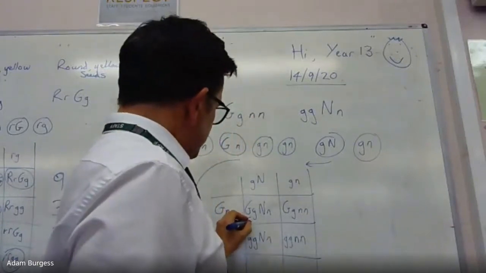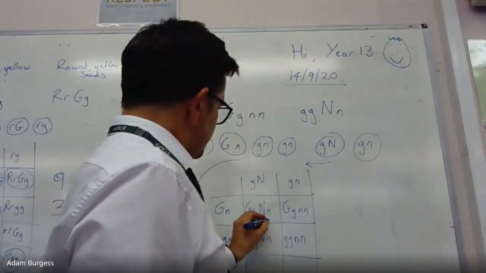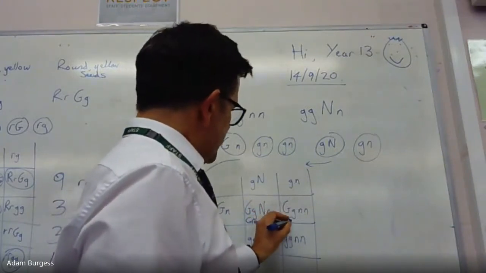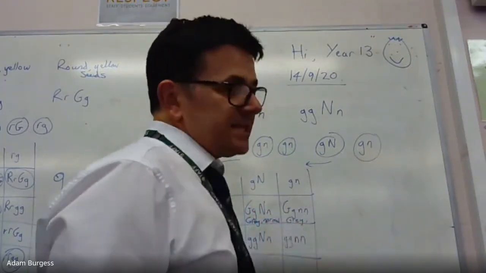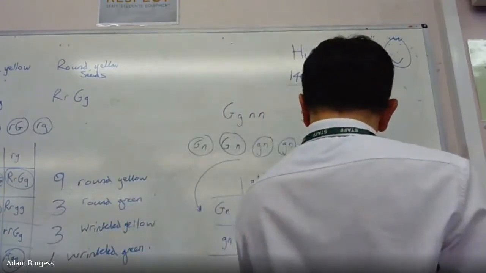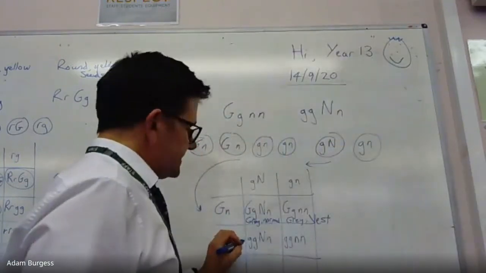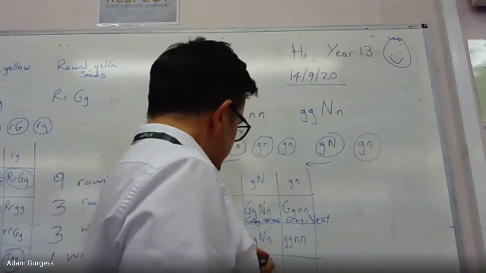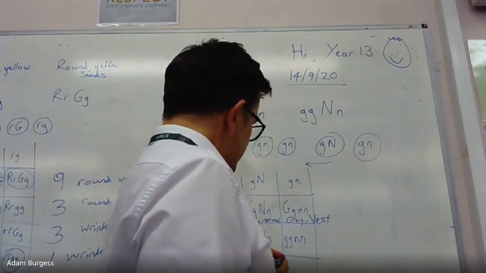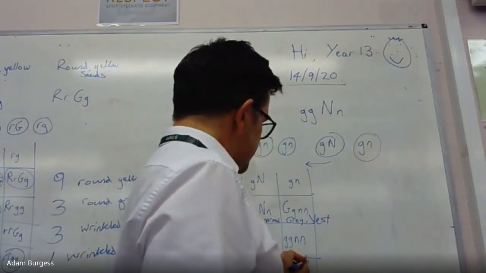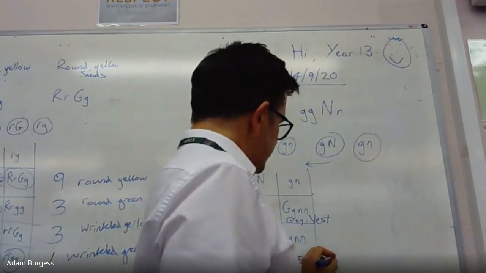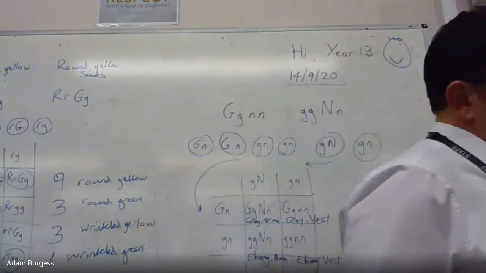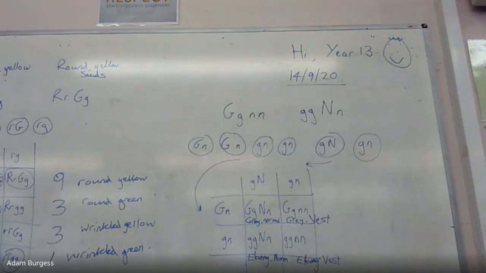So that is grey normal. That is grey vestigial, vest, let's call it. That is ebony normal. And this one is ebony vestigial. There you go. And that, my friends, will get you all 4 marks because you have answered all of the information in that answer.